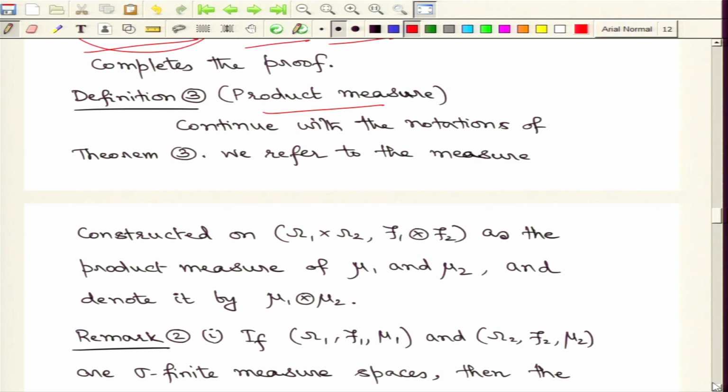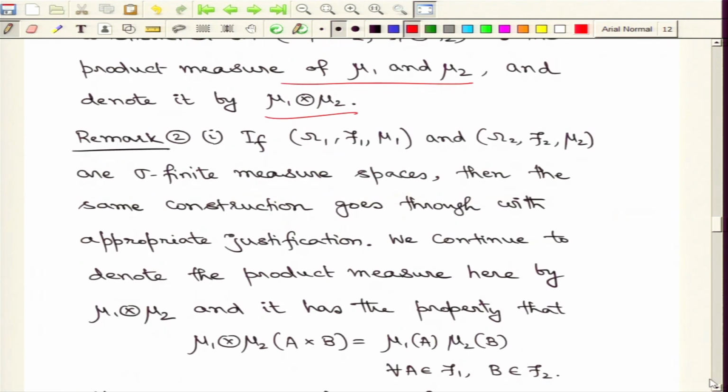On omega 1 cross omega 2, we have the product sigma field F1 tensor F2, and now we have constructed a measure on this product sigma field. This is what we are going to call the product measure of mu 1 and mu 2, and we will denote it by mu 1 tensor mu 2. Now, several points about this product measure are important, and we highlight them one by one.